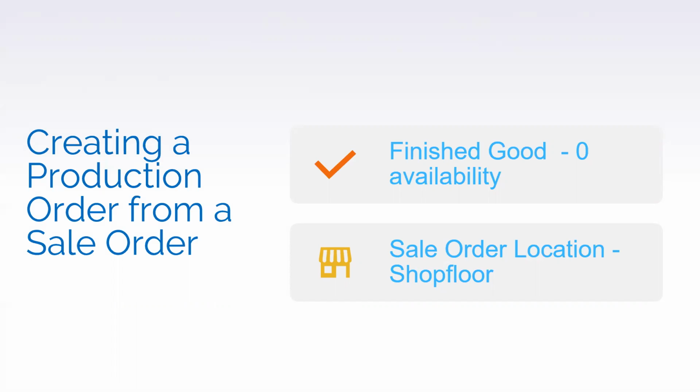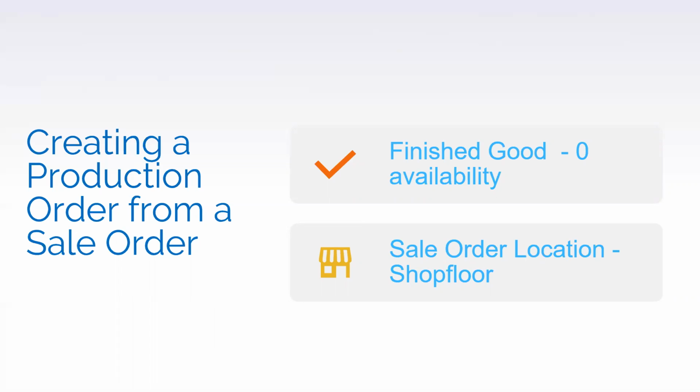Now, there are two things that we need to make sure we have. The availability must be 0 for the product. So if I have 10 available of a particular finished good and I do a sales order, the system's going to go, well, you've got 10 available, you don't need to make any. I'm going to allocate, say, 5 of the 10 to this sales order.